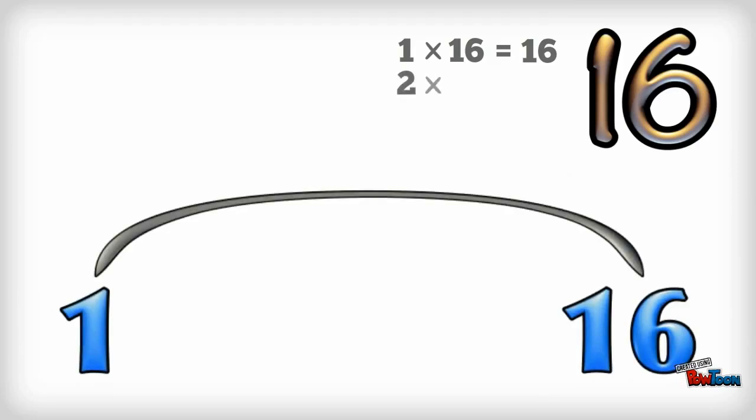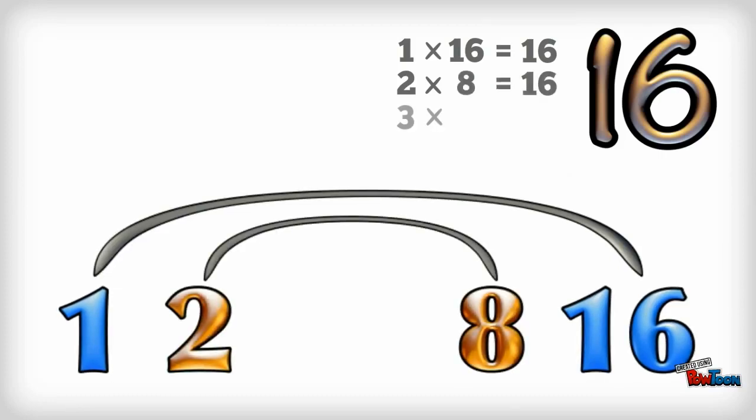Now go to 2. 2 times the number. Well, 2 times 8 is 16. What about 3 times the number? Is 3 a factor? Well, 3 times 5 is 15. We can't get to 16. 3 is not a factor of 16.